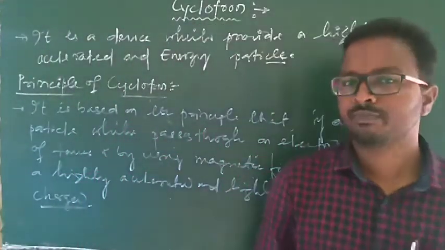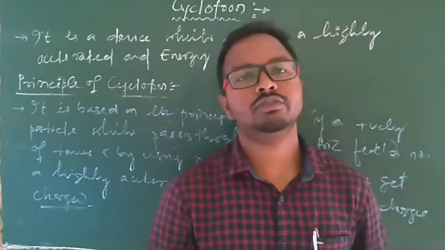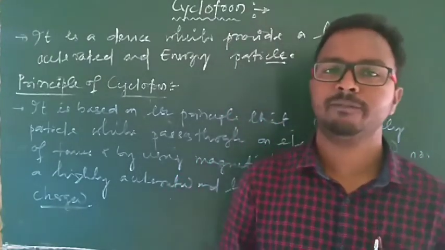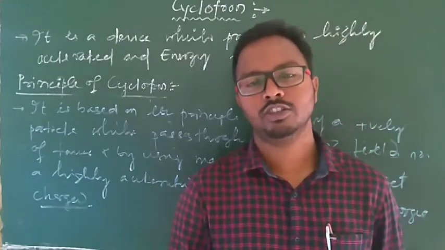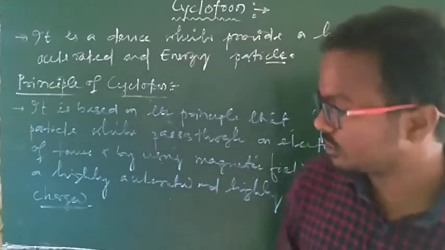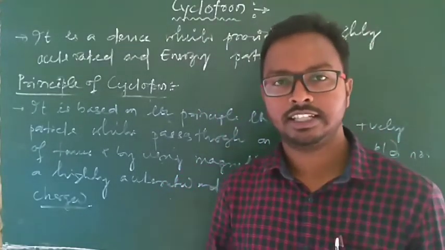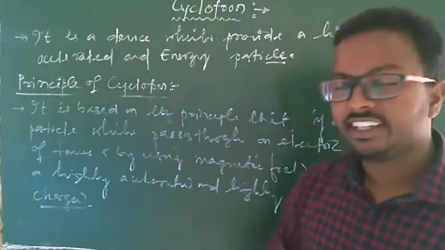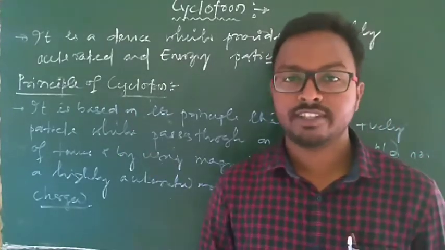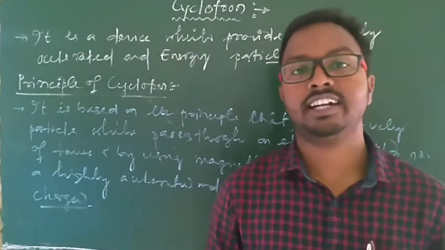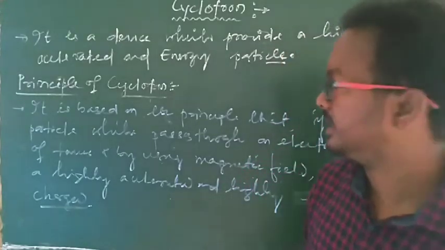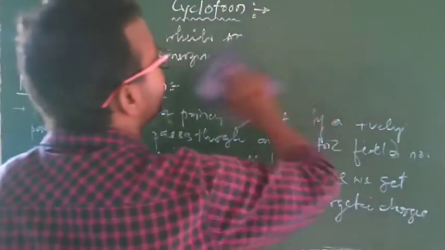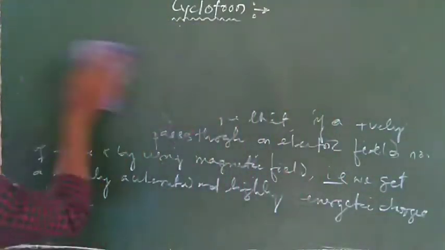That means here we will use the concept of electric field and magnetic field, because the electric field provides the acceleration of the charged particle, but it cannot change the direction. So we need the change of direction. So here we apply the concept of magnetic field. Clear? So the principle of cyclotron is based on electromagnetism, that is, electric field and magnetic field. Clear? This is the principle of cyclotron. Next we will go to the construction of cyclotron.